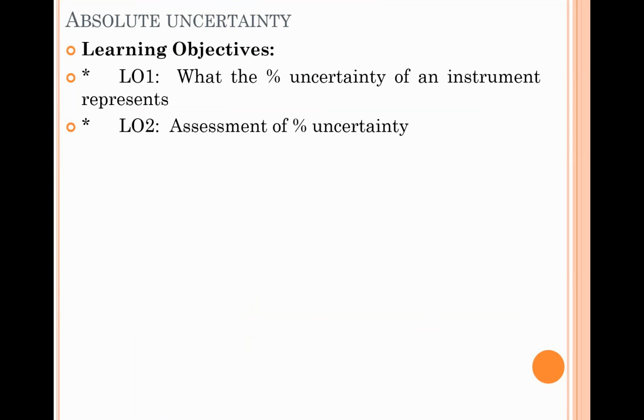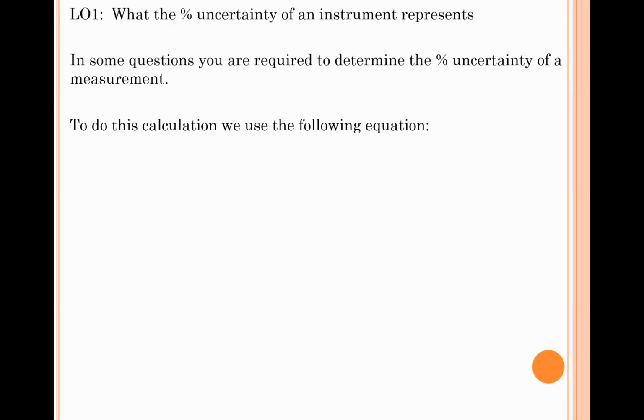There's two learning objectives in this section. The first one just being really what the percentage uncertainty of an instrument is and what it represents. And then secondly, we'll do a couple of assessment questions to give you expertise and experience of undertaking these types of calculation. Now, again, in some types of questions, you are required to determine the percentage uncertainty of an instrument or measurement really that you've taken.